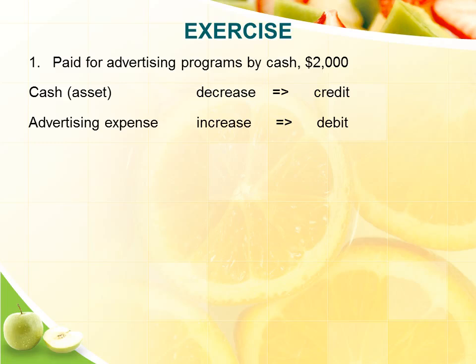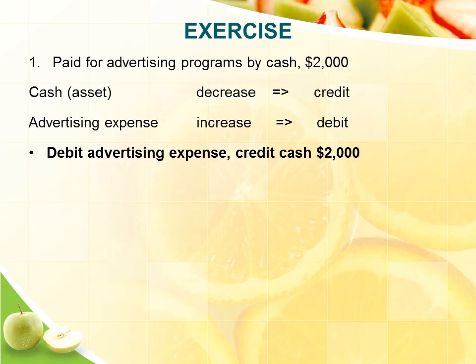Cash is an asset account. According to the rules of asset accounts, when assets decrease, it means credit, so we credit cash. On the other hand, when expenses increase, we debit expenses. Okay, and the final answer is debit advertising expenses and credit cash, $2,000. Do you understand?